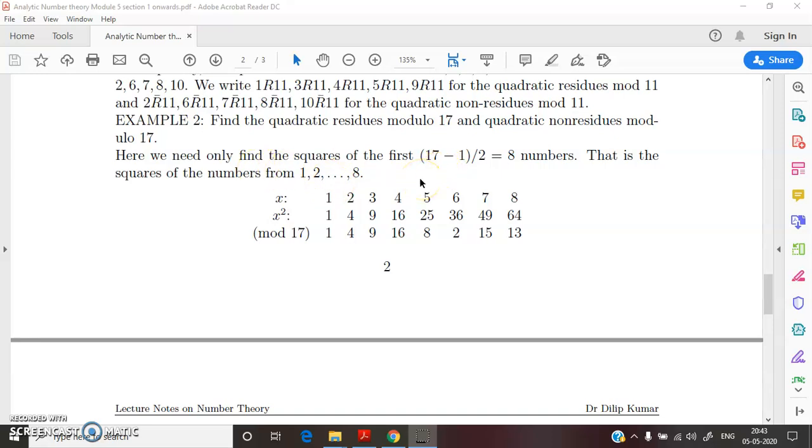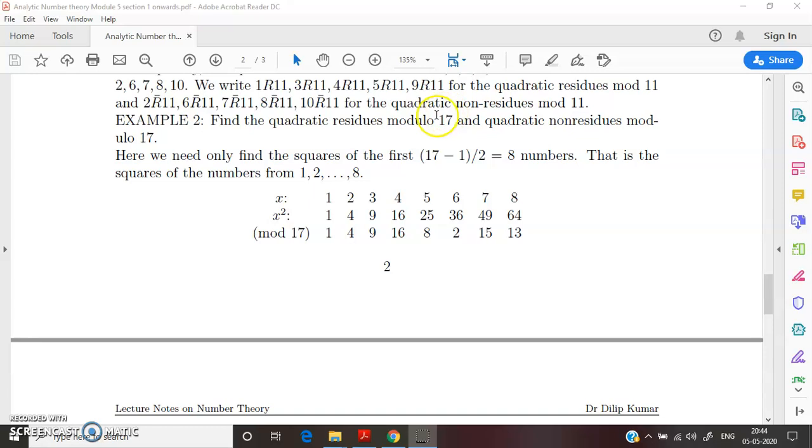As earlier we have seen, we have to find the squares of the numbers which are less than 17 and then divide those squares by 17 and take the remainders. Those numbers will be the quadratic residues. So here we could see that we need only find 8 numbers. That is, we don't want to find the squares of all the numbers. We just take half of the numbers.